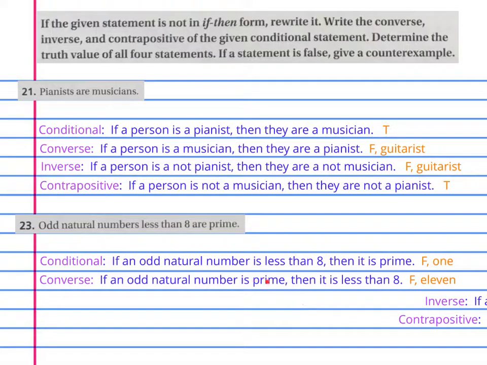So, okay, so if an odd natural number is prime, and again, 11, you could say that's true about 11. 11 is odd, it's a natural number, and it's prime. Okay? Then is it less than 8? No, it's not. So even though it fits this first hypothesis, it does not fit this conclusion. And anything that fits the hypothesis but not the conclusion will be a counterexample. Okay?